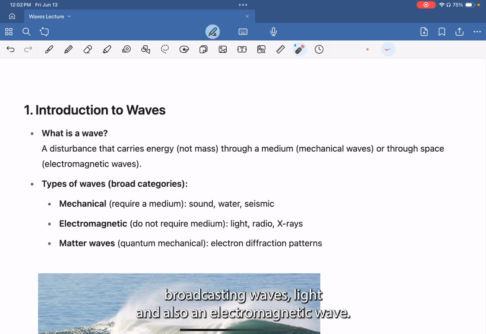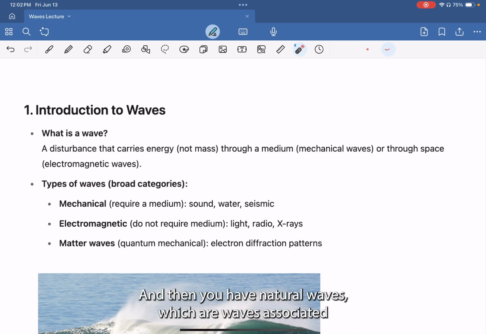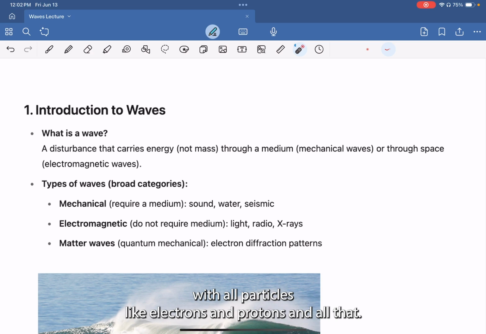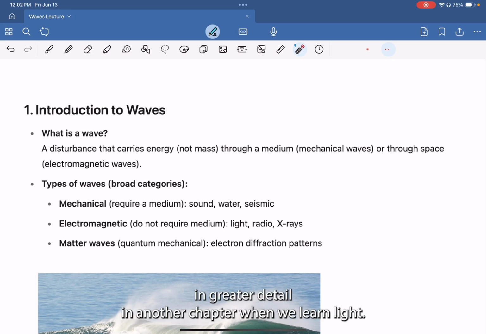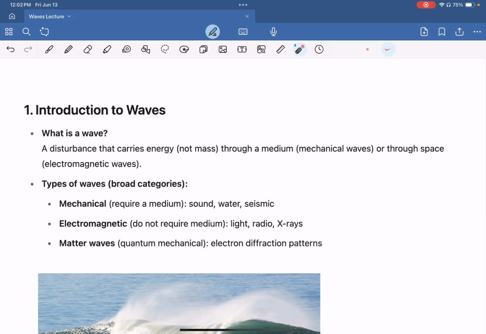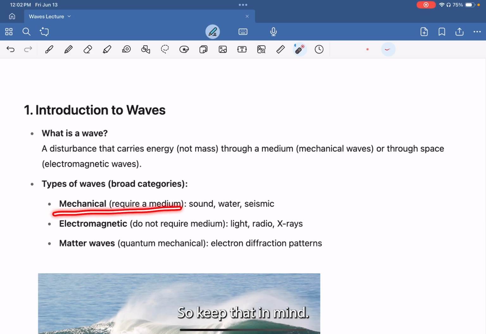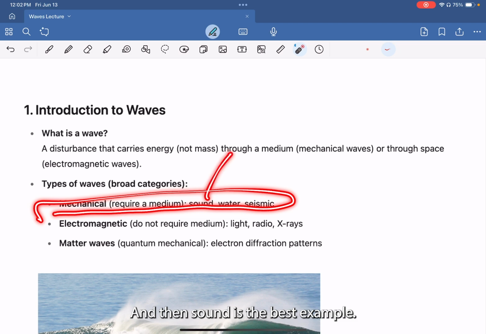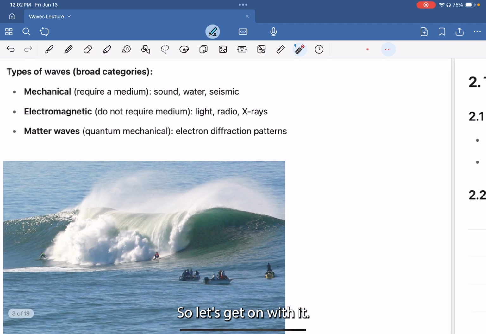Now, you also have electromagnetic waves that can go through space, like radio, television broadcasting waves. Light is also an electromagnetic wave. So that's the second type of wave. And then you have matter waves, which are waves associated with all particles, like electrons and protons and all that. We'll be looking at electromagnetic waves in greater detail in another chapter when we learn light. But our primary focus is going to be on mechanical waves. So keep that in mind. And then sound is the best example, like water waves or seismic waves are also mechanical waves. So let's get on with it.